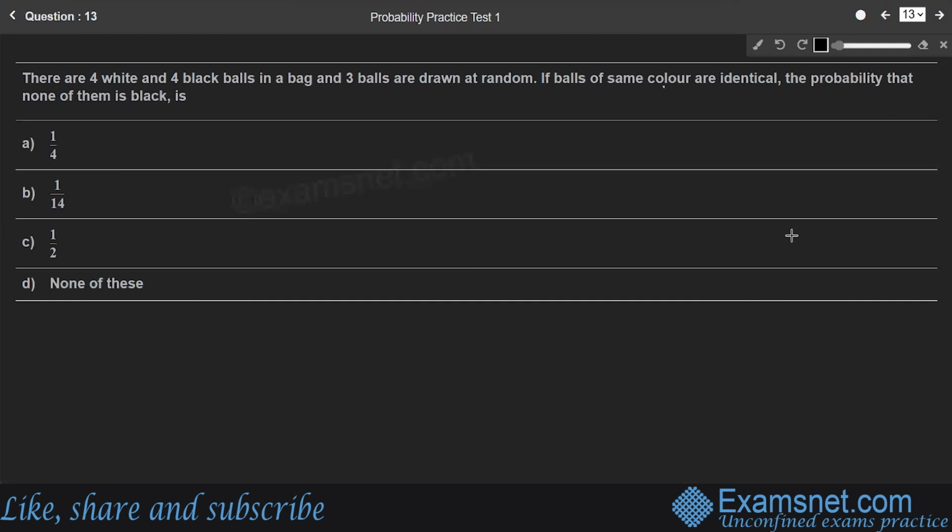Question number 13. There are 4 white and 4 black balls in a bag and 3 balls are drawn at random. If balls of the same color are identical, the probability that none of them is black is. So here, students, let us consider the formula first. Then I'll explain the solution.